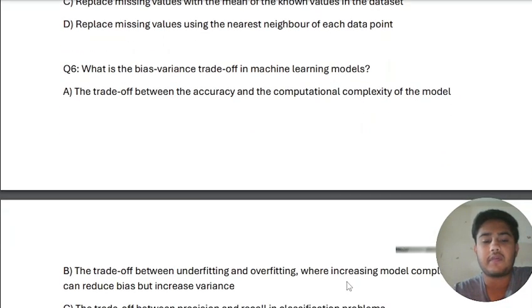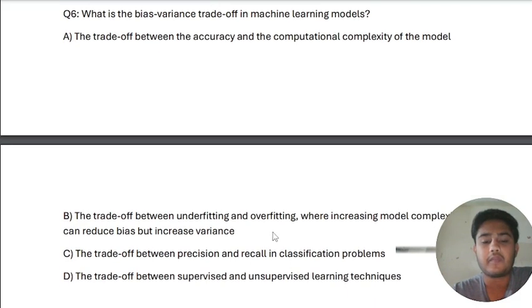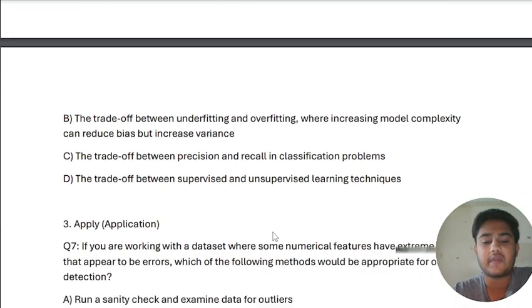Next question is, what is bias variance trade-off in machine learning models? The answer is option B, the trade-off between underfitting and overfitting, where increasing model complexity can reduce bias but increase variance.